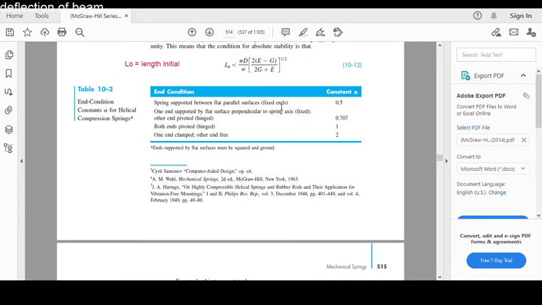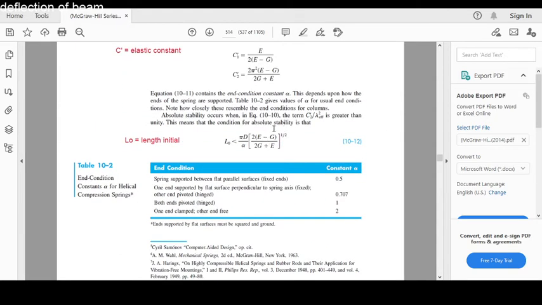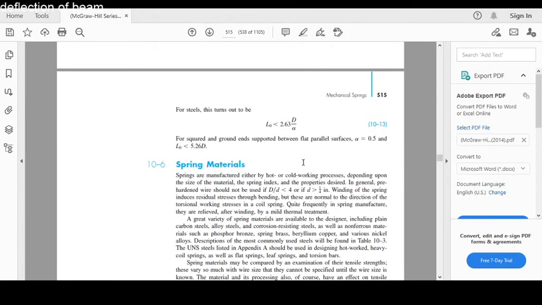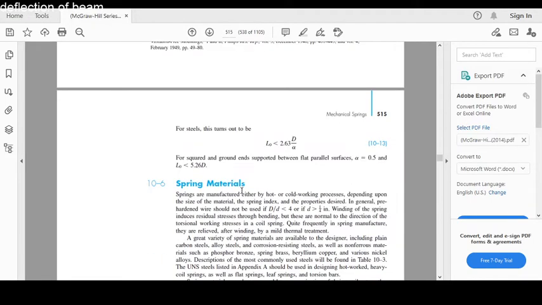The end condition constant alpha applies for a spring supported between flat ferrous surfaces, with one end supported by a flat surface perpendicular to the axis, both ends pivoted. For steels, it turns out the free length must be lesser than 2.63 d over alpha. You take alpha from this table, table 10.2. For square and ground ends supported between flat ferrous surfaces, alpha equals 0.5.